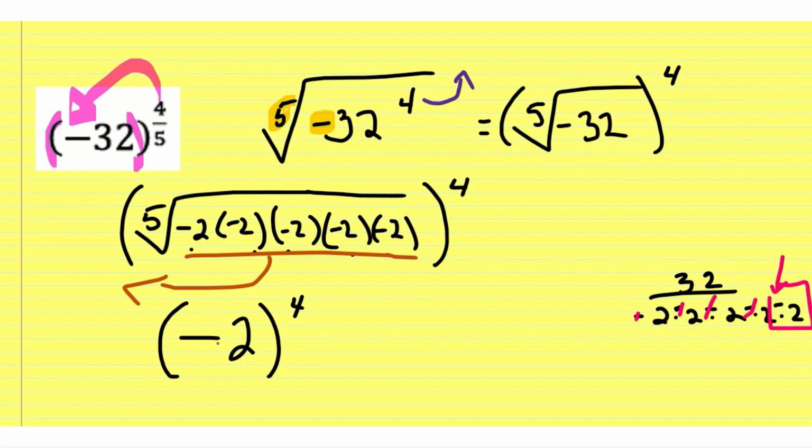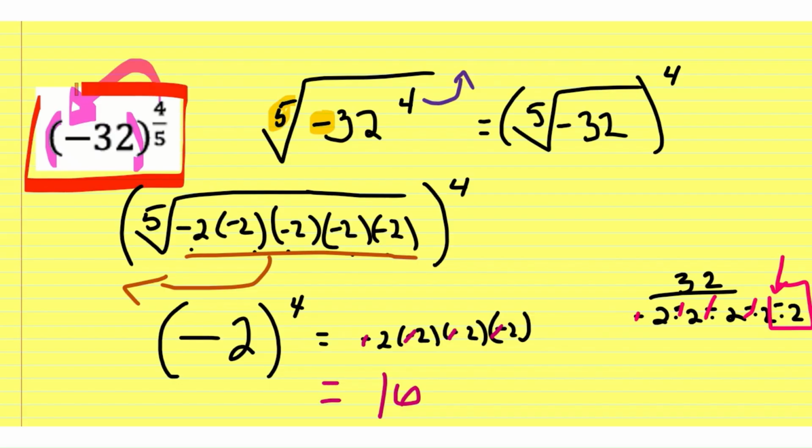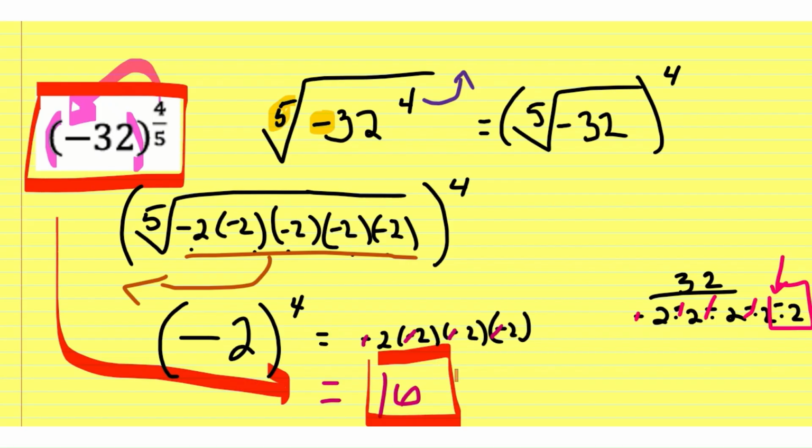Now, since this is an even power, guess what? All these negatives now are going to cancel each other out, because that technically is -2 times -2 times -2 times -2, which means all the negatives cancel out. 4 of them. 1, 2, 3, and 4. So my final answer is going to be 2 times 2 is 4, times 2 is 8, times 2 is 16. So this one, the -32 in parentheses raised to the 4/5 power, is equal to a positive 16.